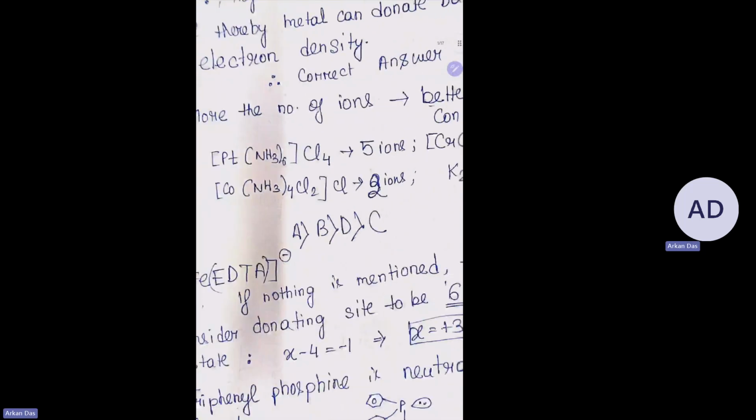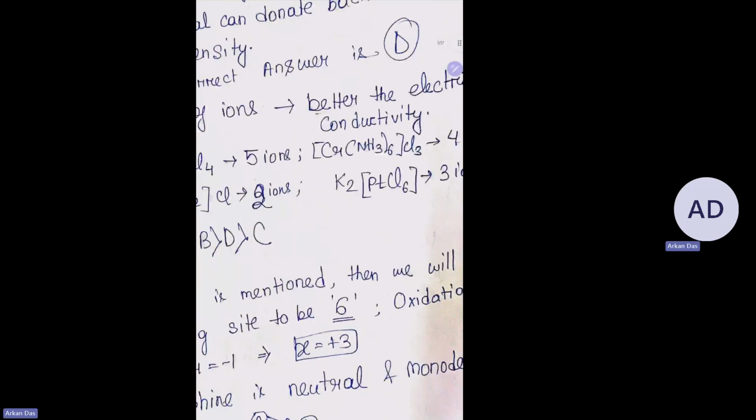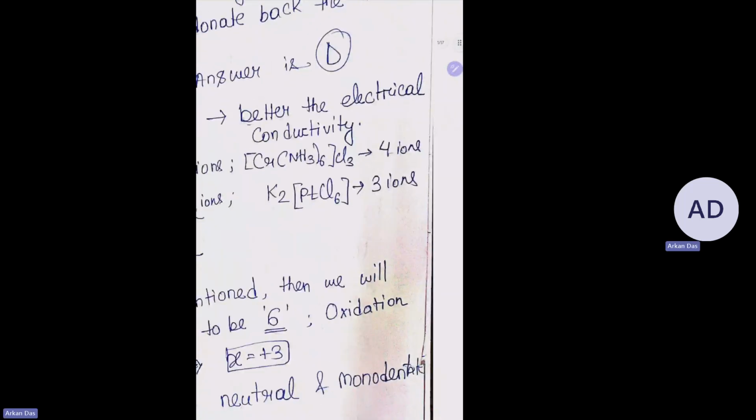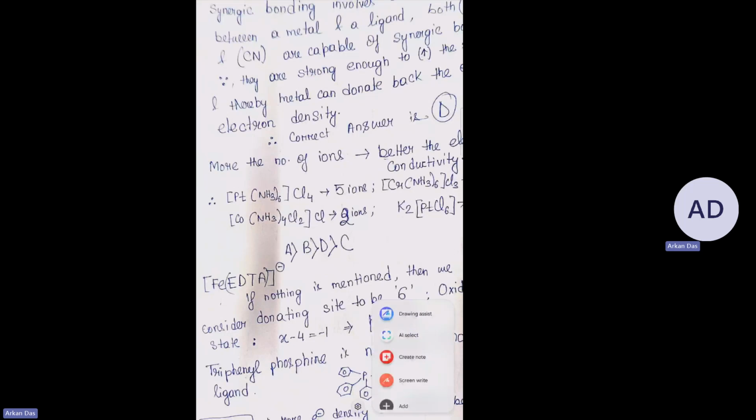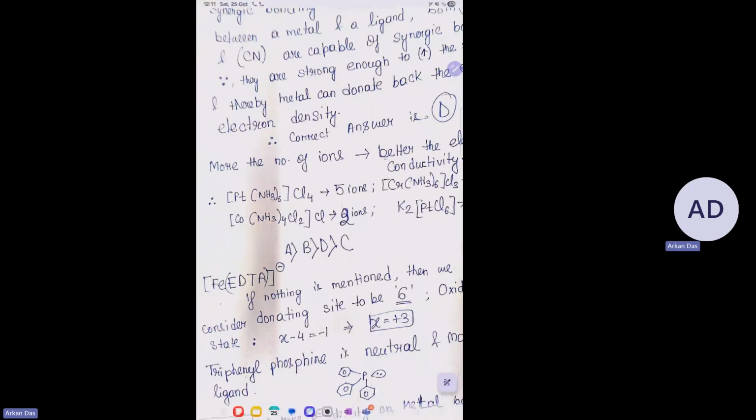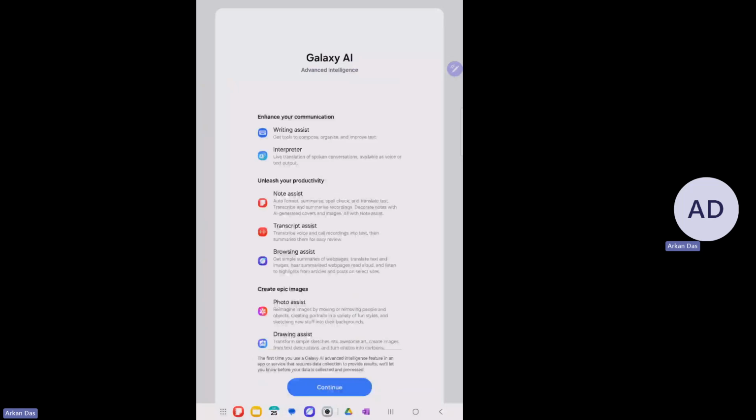Then comes CrNH3O6Cl3, that gives you how many ions? 4 ions. Followed by CoNH3O4Cl2, that gives you how many ions? 2 ions. And the last one, A2PtCl6, that gives you how many ions? 3 ions. Henceforth, the conductivity order will be ABDC. So the correct order is ABDC.